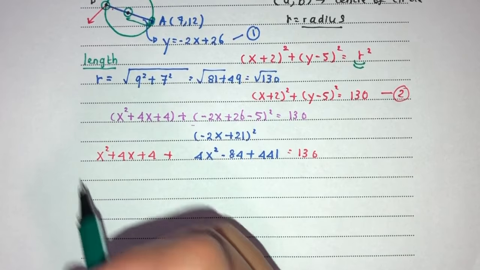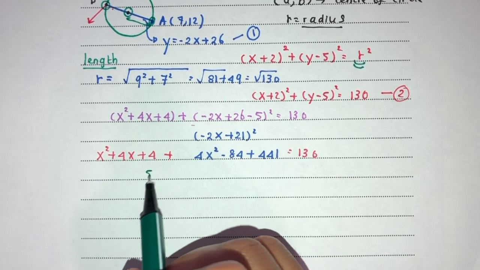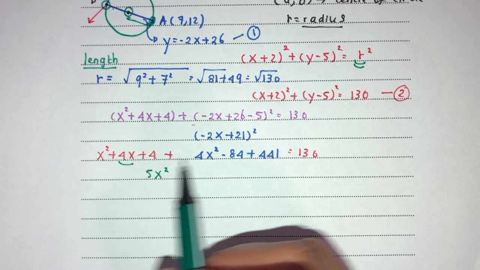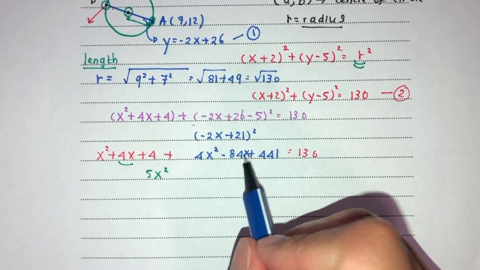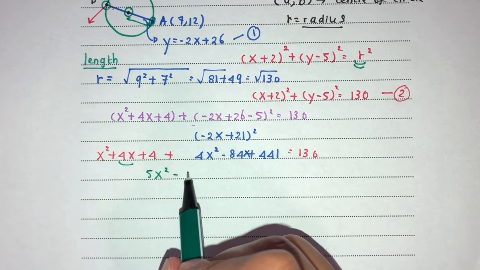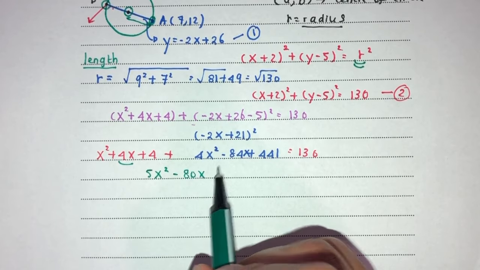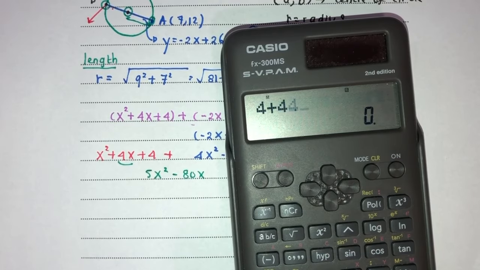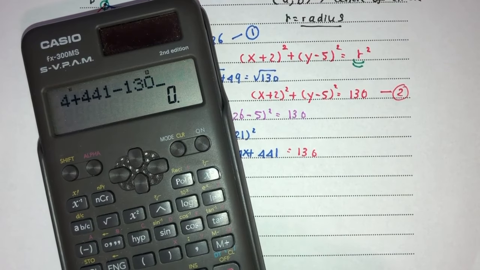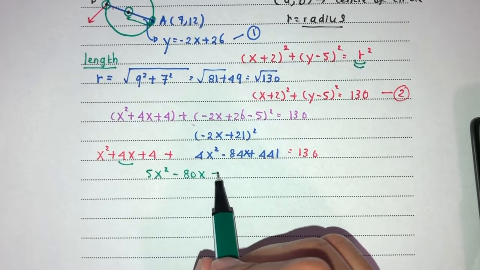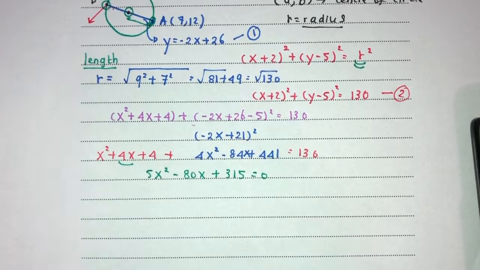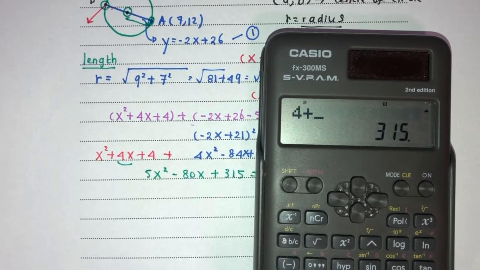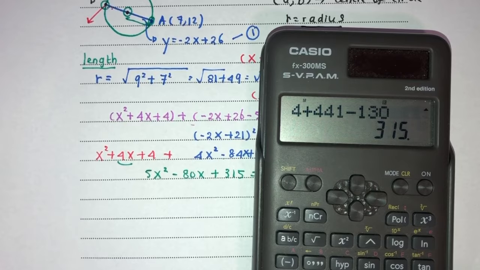So here we have 1x squared plus 4x squared is 5x squared. 4x minus 84x, that should become minus 80x. And then we have 4 plus 441 minus 130. That should become 315 right here. Double check. So 4 plus 441 minus 130, that should be this.